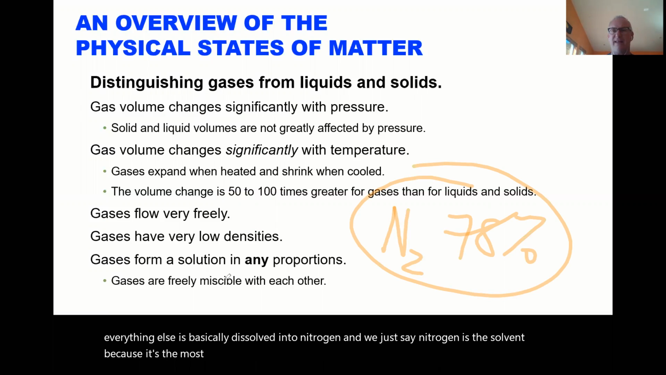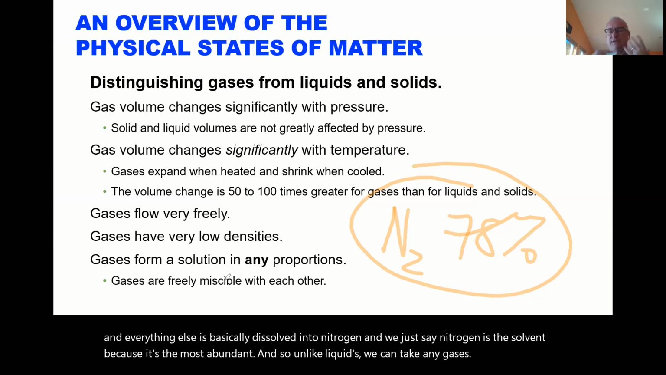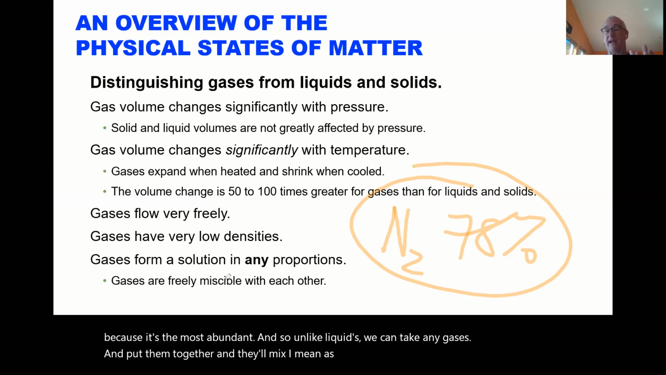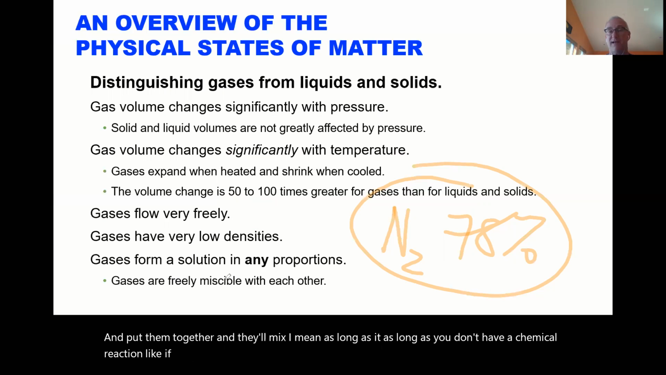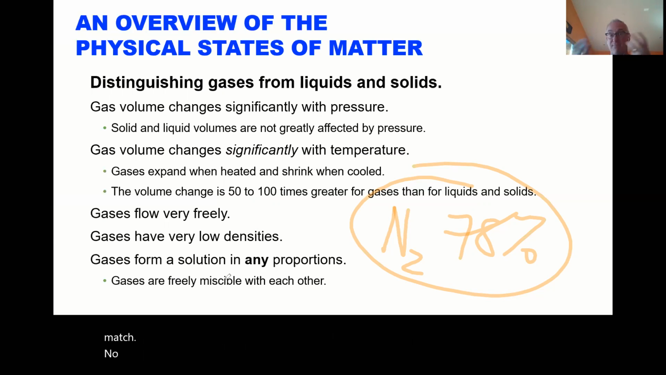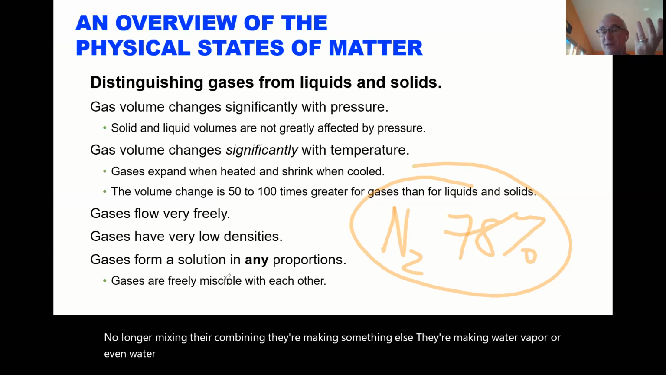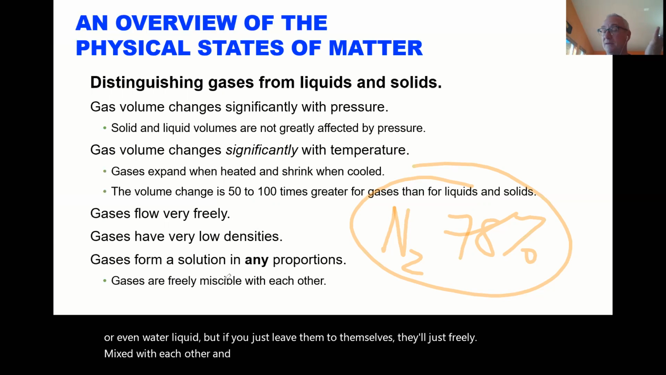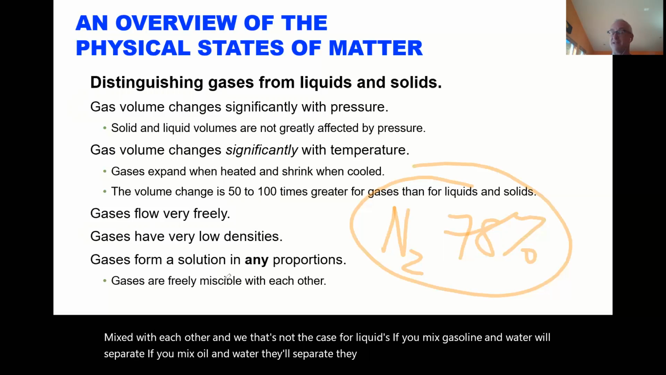And so unlike liquids, we can take any gases and put them together and they'll mix. As long as you don't have a chemical reaction, like if you have hydrogen and oxygen mixed together and you set off a match, they're no longer mixing, they're combining, making something else, making water vapor or even liquid water. But if you just leave them to themselves, they'll freely mix with each other. And we know that's not the case for liquids. If you mix gasoline and water, they'll separate. If you mix oil and water, they'll separate. They won't mix. But that's not the case with gases, where they'll mix in any proportion.